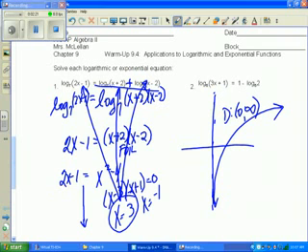Was 3 good for all of those? Yes. What's inside the log has to be positive. By doing 2 times 3 minus 1, that checks out. 3 plus 2 checks out. And 3 minus 2 checks out. So that's all good. As long as it's positive, right? Not 0 and not negative. Okay?